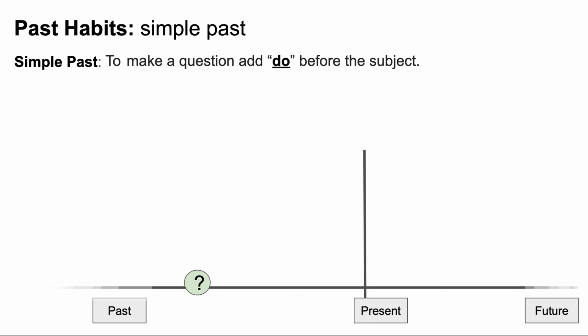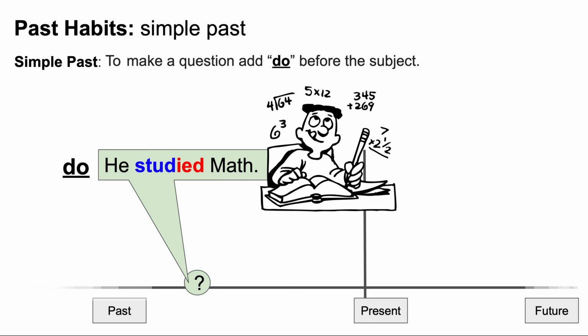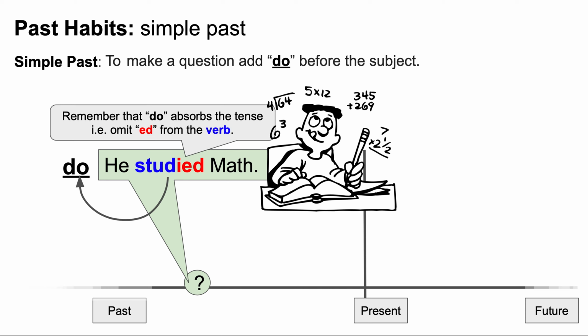To make a question, we add did before the subject. But please remember that did absorbs the tense. That is, we omit ed from the verb. For example, did he study math?